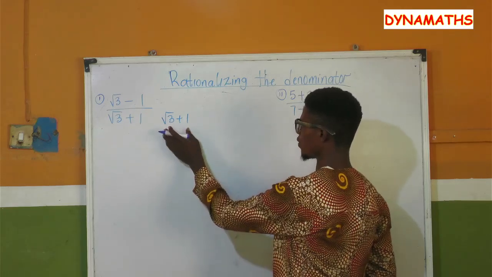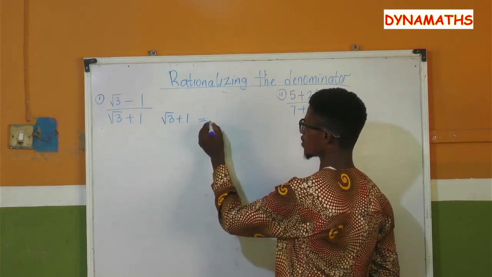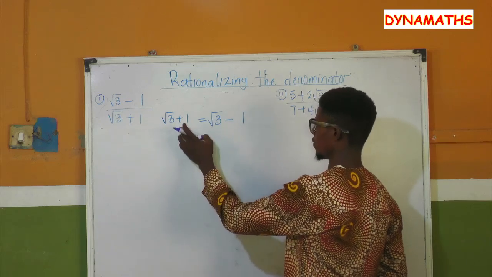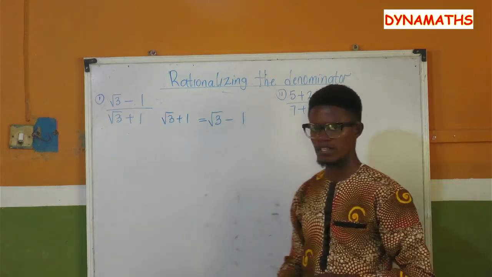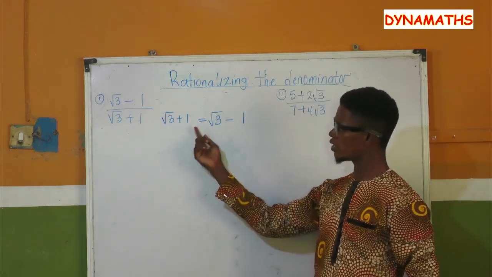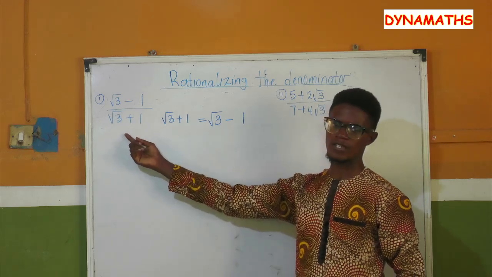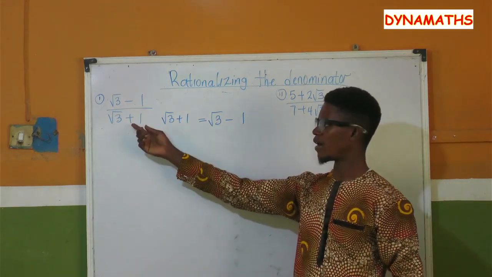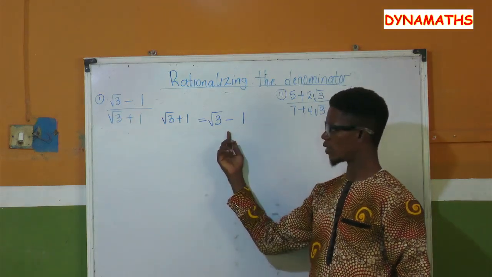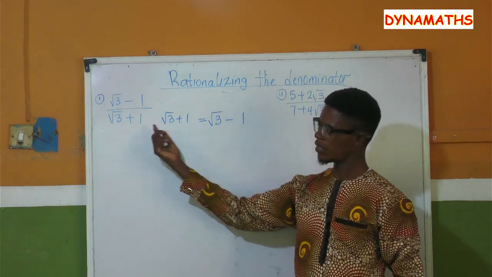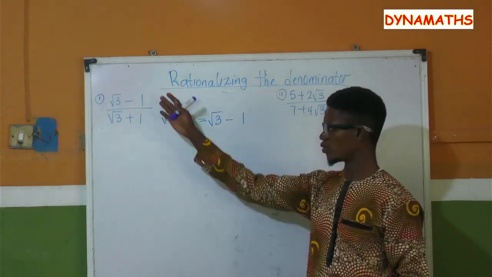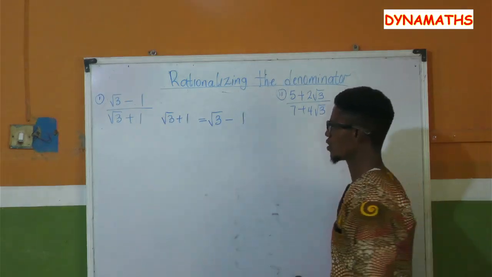The conjugate of this expression is the same expression but with a change of sign. So what you are doing when you are rationalizing the denominator is that you are going to be changing the sign of whatever values in your denominator to the opposite sign. So if you have the addition, it becomes subtraction. If you have a subtraction, it becomes what? Addition.